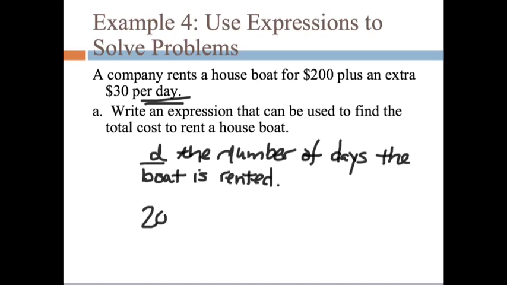If it's a $200 flat fee and then a cost for each day, that would end up costing us $30 per day. I'm going to get rid of the number signs and just write it with the dollar signs, as 200 plus 30D.